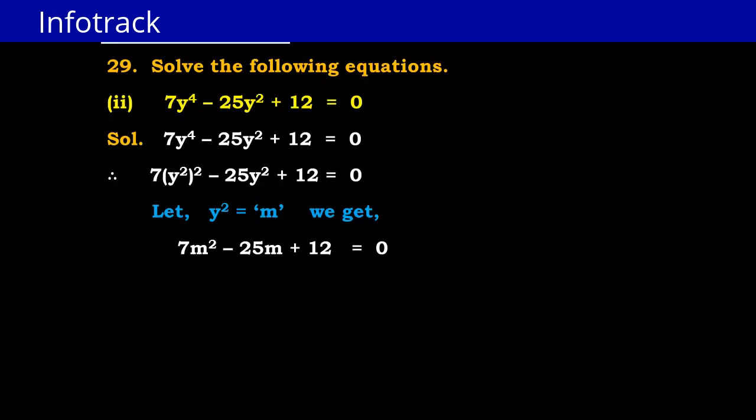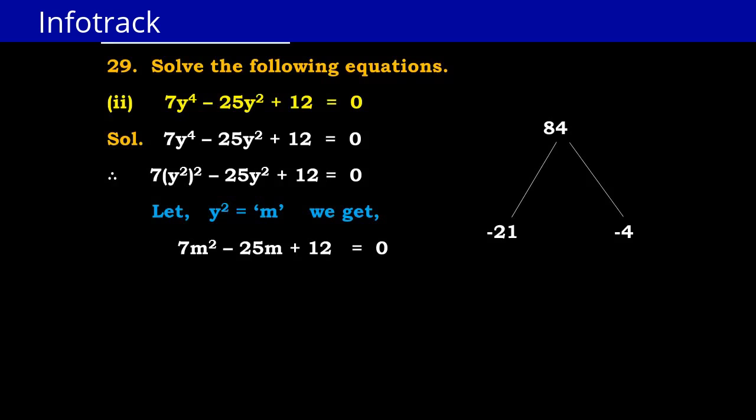So 7m² − 25m + 12 = 0. Now we can solve this equation by the factorization method. For that, first 12 into 7 will become 84. Now you have to factorize this 84 so that the sum will be −25: −21 and −4.